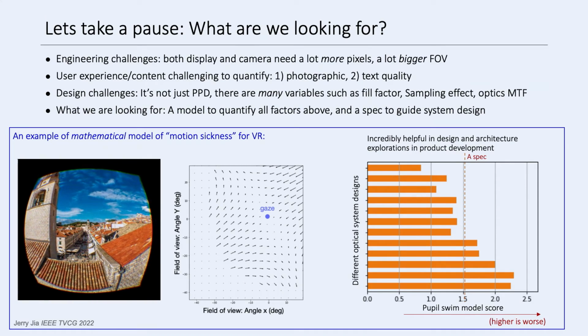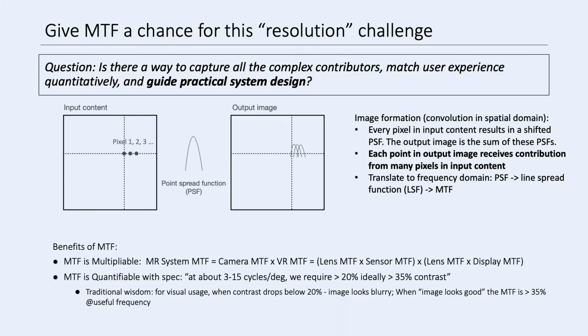But the goal here is very similar. We're trying to get a model, a single score, that we can evaluate all different designs on, on the very right side. And then we also have a spec. We make sure all the VR products we're generating today are passing that score, so it doesn't cause people to be motion sick. Similarly, for our system MTF metric: do we have a model, a way to capture all the complex contributors we just mentioned, match the user experience quantitatively, and guide the practical system design?